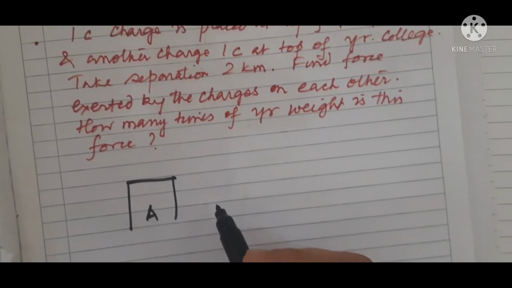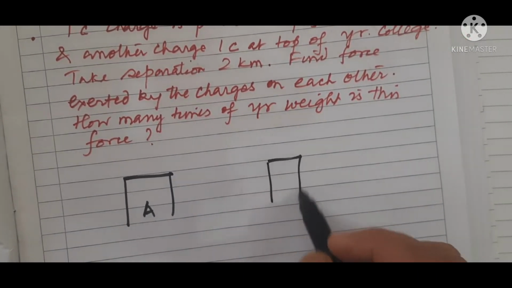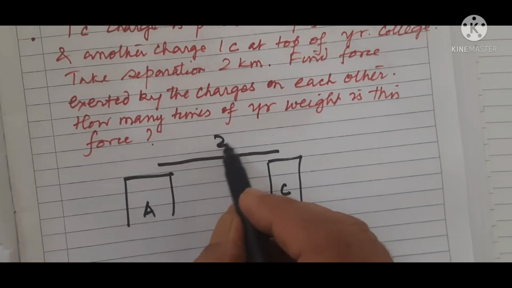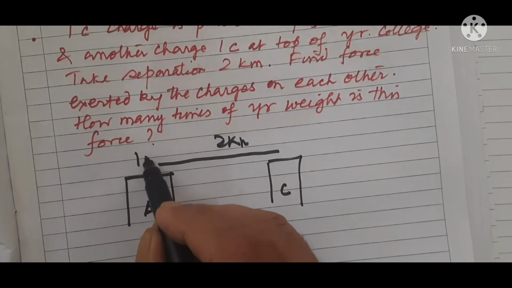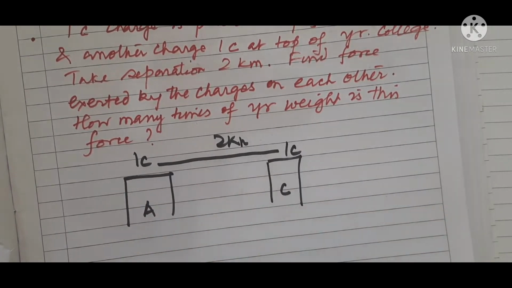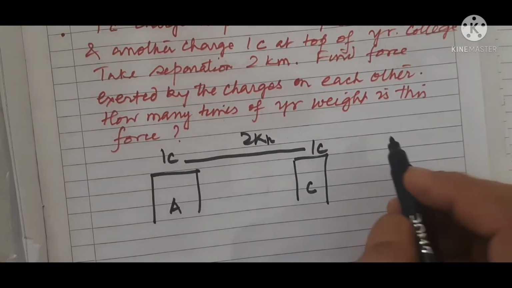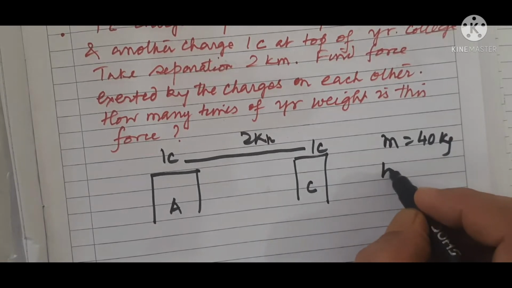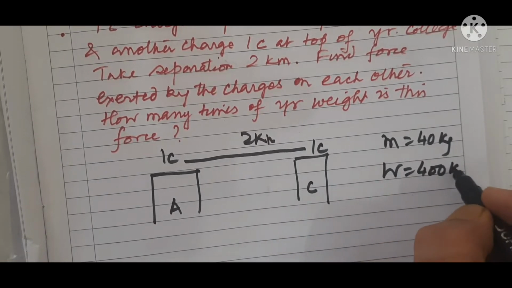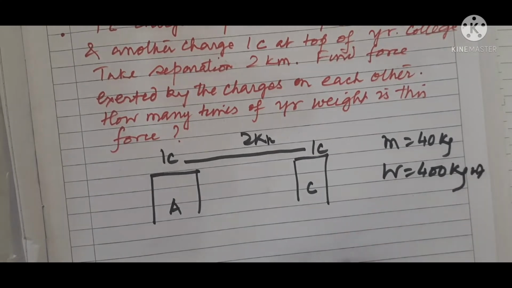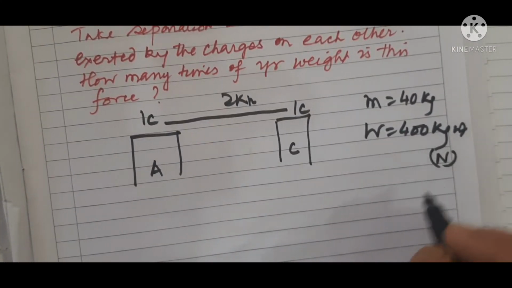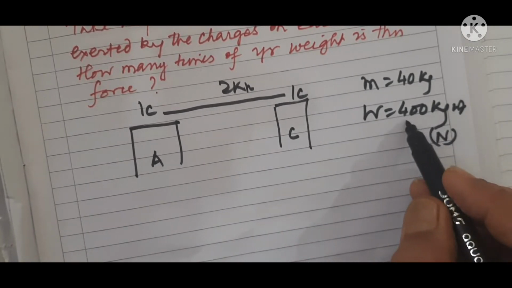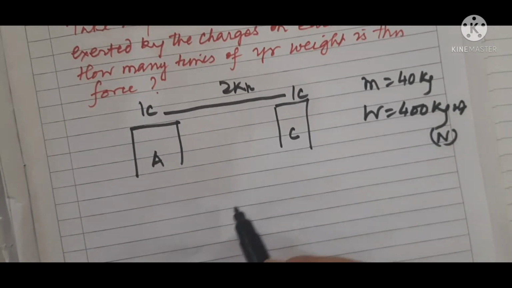Here the apartment and here the college is there. So the distance is 2 kilometer, and here 1 coulomb charge, here 1 coulomb charge placed. Let the man have a mass of 40 kg. That means weight will be 400 Newton. I have converted, taking g as 10.